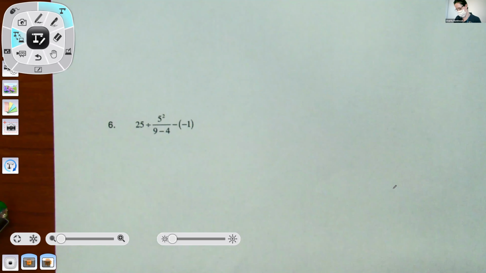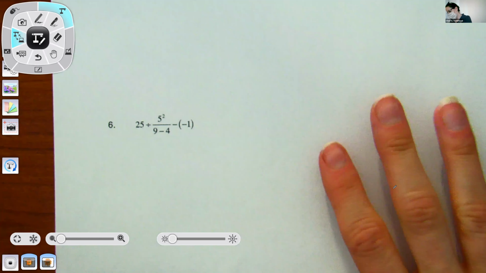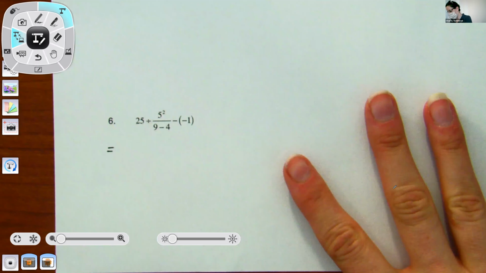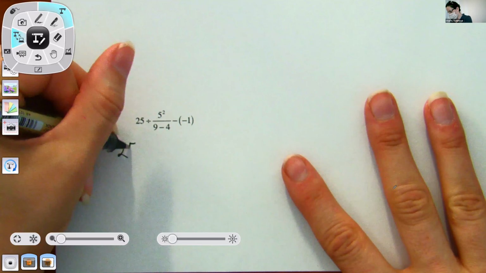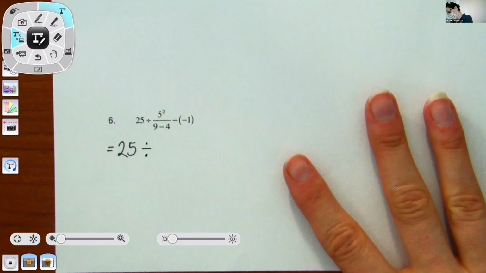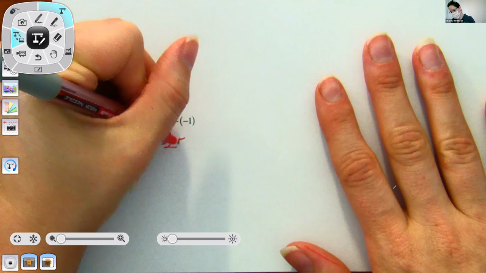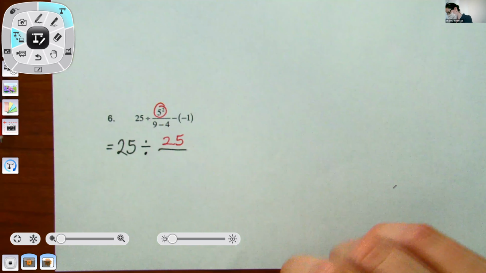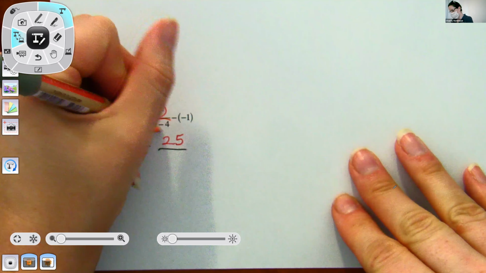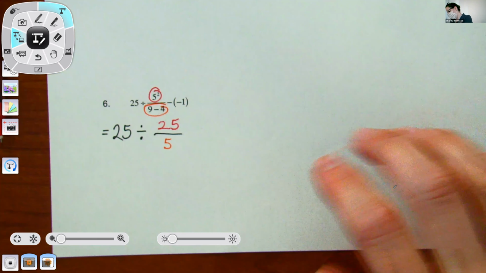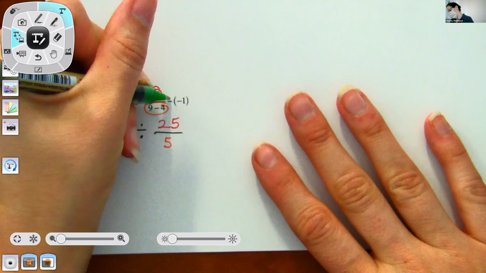All right, number 6. Let's see. So we need to work on that fraction first. So I'm going to bring down 25 divided by, and then 5 squared is 25 over 9 minus 4 equals 5. And then next I see minus a negative 1, and I automatically know that's just going to be the same thing as plus 1.